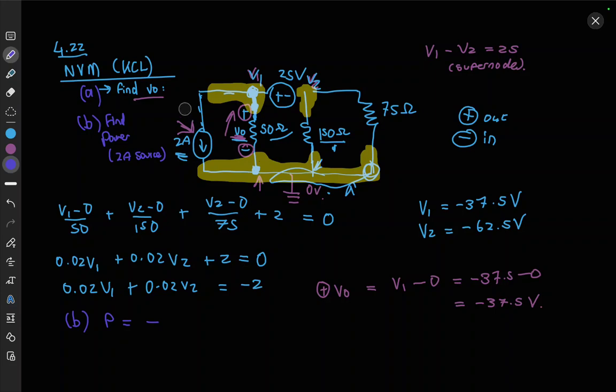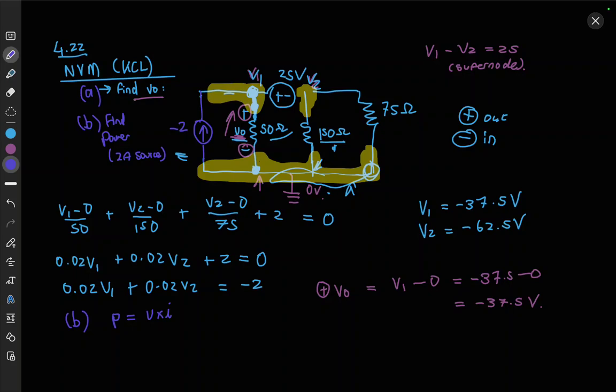So let me just redraw this. Let's say this goes that way, right? Then it will be minus 2. It's the same as saying it's this way and just 2. It's minus 2. So the power of anything is V times I, correct?